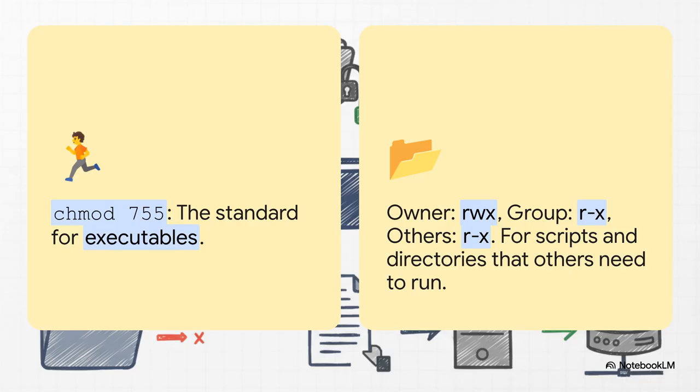So let's put this into practice with a super common one you'll see everywhere. chmod 755. What does that mean? Well, remember, we have 3 numbers for our 3 groups: owner, group, and others. That first number, 7, gives the owner full control. The next 2 numbers, both 5s, give the group and others read and execute permissions. This is perfect for programs or scripts that you want other people to be able to run, but not change.